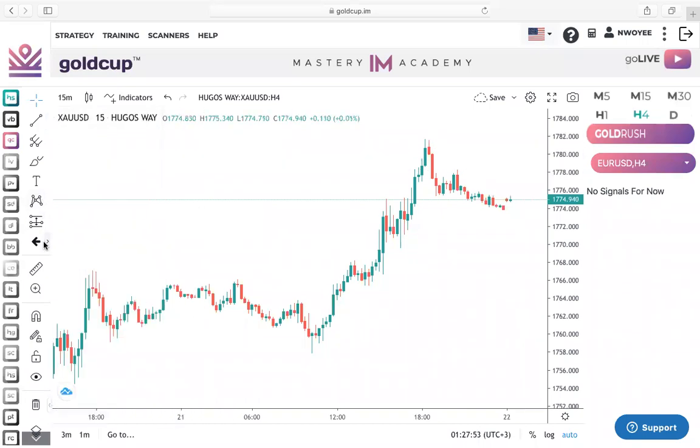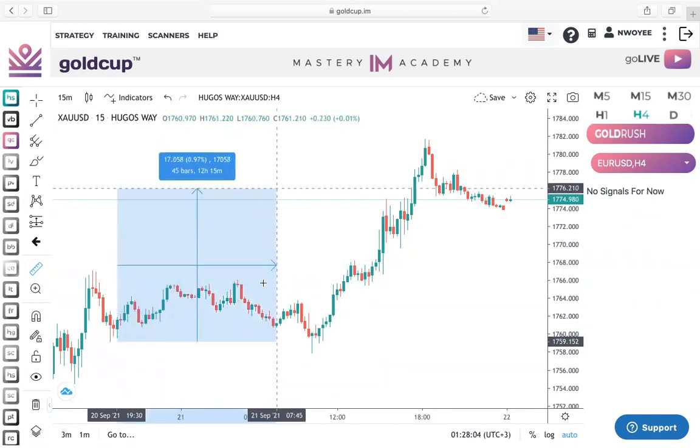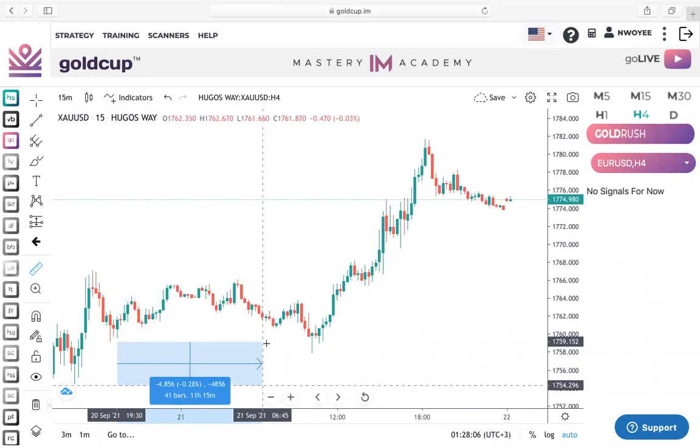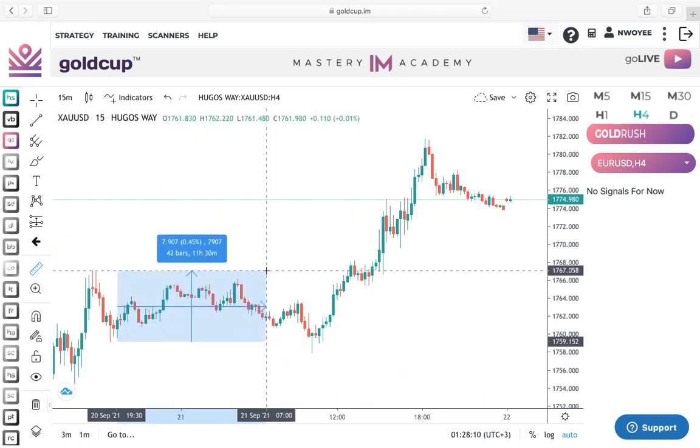Another one that I use is the ruler, right? The thing that looks like a ruler, what it does is it helps you measure how much you're looking to make or how much you're looking to risk. So it helps you measure that without you having to strain your head trying to figure out how many pips the market went or how many pips the market is looking to go. This does the job for you.